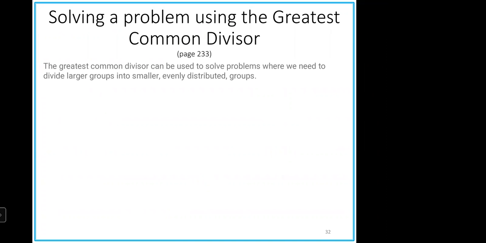We also use it sometimes when we have to do work with fractions. But problem solving is one of the uses of it. And it says here, the greatest common divisor can be used to solve problems where we need to divide larger groups into smaller, evenly distributed groups.